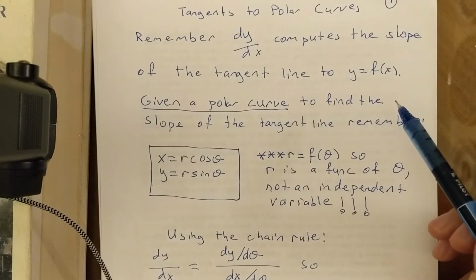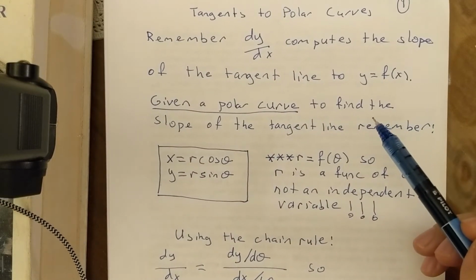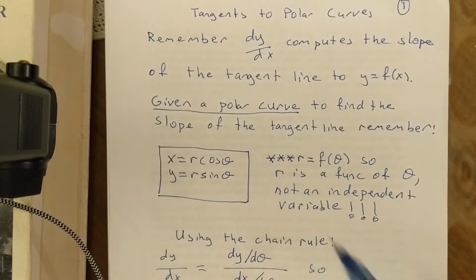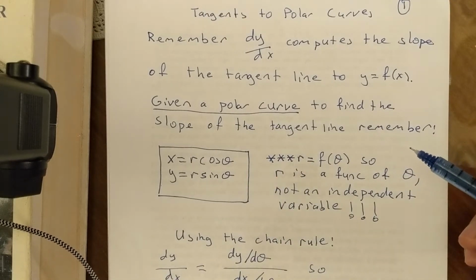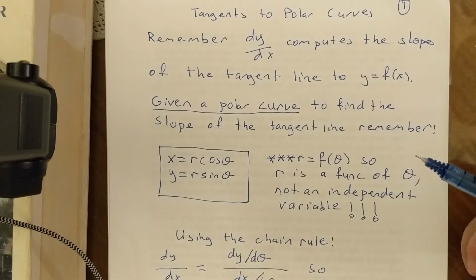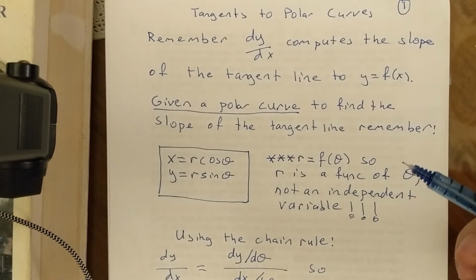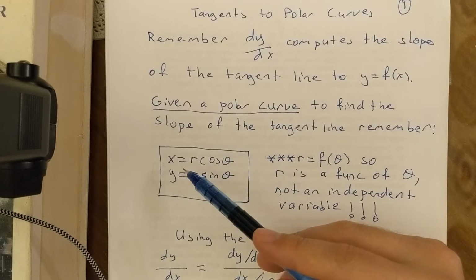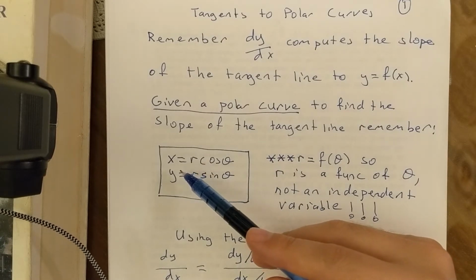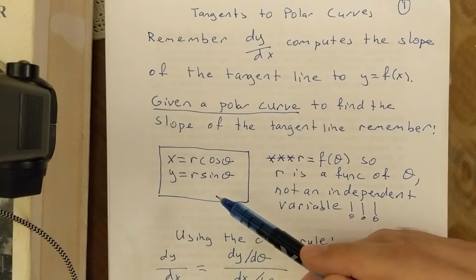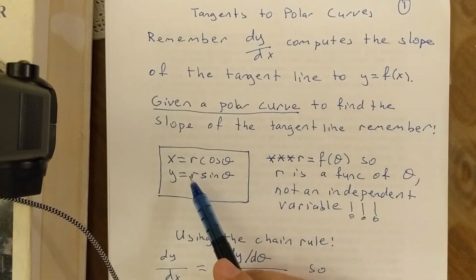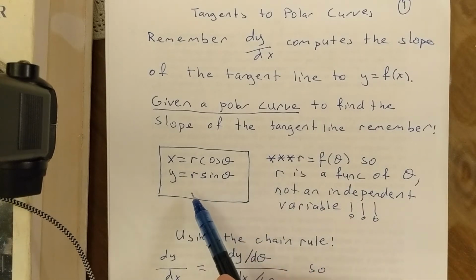Okay? So given a polar curve, nothing changes. We still need to find dy/dx, but the problem is, how do I find dy/dx when I'm dealing with a polar curve? The first thing to remember is when we have a polar function, x is equal to r cosine theta, y equals r sine theta. But what's important here is r is a function of theta. It's not an independent variable by itself. It's a function of theta.